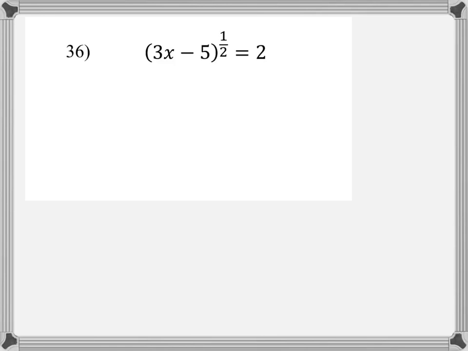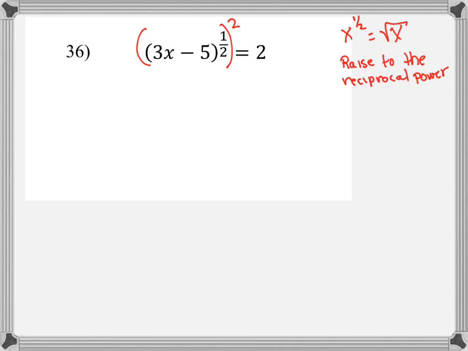Okay, so let's look at another example. Here we have 3x minus 5, all raised to the 1/2 power, equals 2. Well, this is a radical equation, because that's what we have when we have rational exponents. Remember, something to the 1/2 power is the same as the square root of that expression. So we will start by raising both sides to the reciprocal power, in this case 2. So we will square both sides.